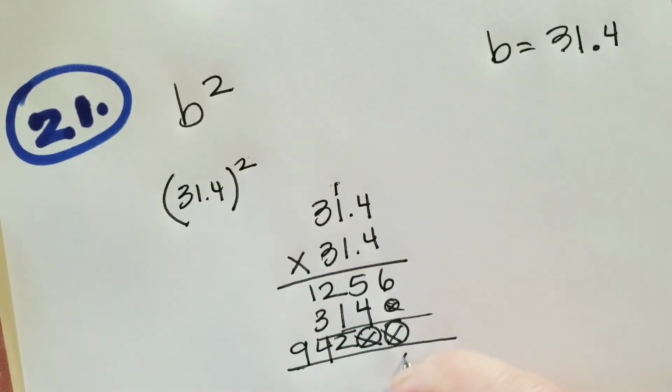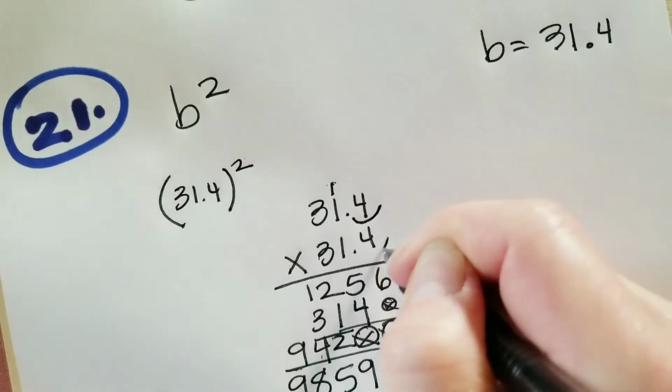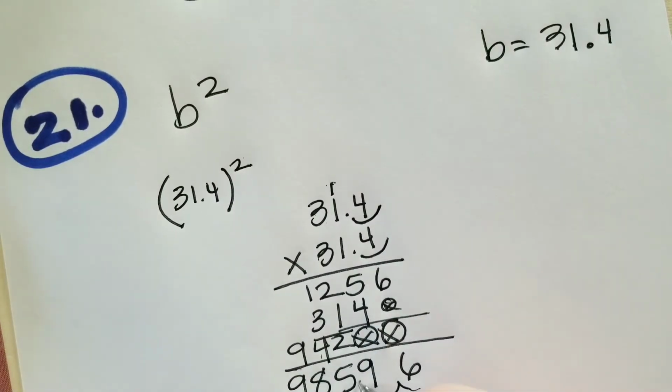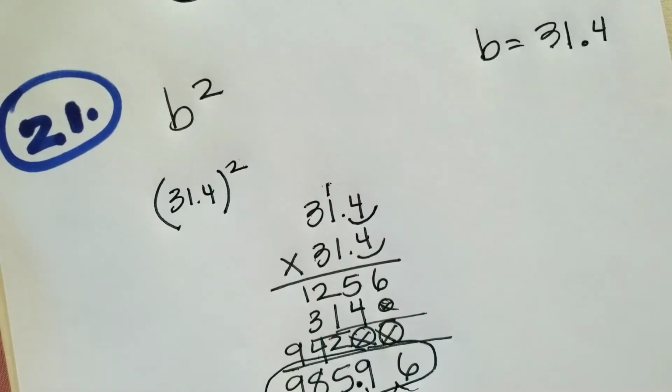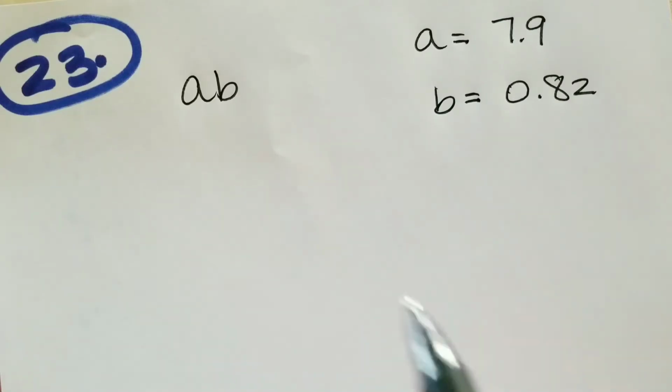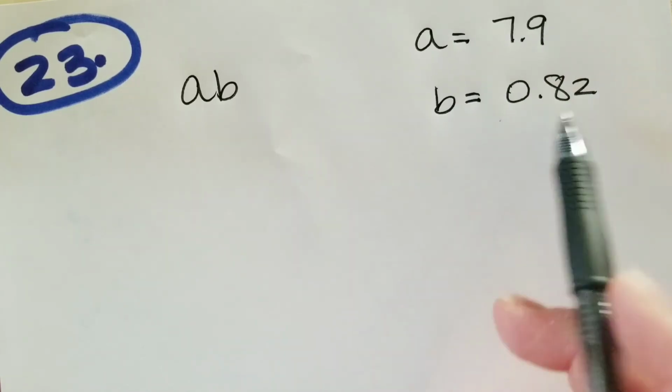Go ahead and add up these numbers. 5 plus 4 is 9, 2 plus 2 is 4, plus 1 is 5, 4 plus 3 is 7, plus 1 is 8, and 9. And then we're just going to count our decimal spots. 1, 2, 1, 2. And that's our nice long answer. 985.96.